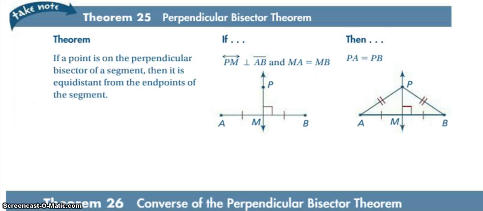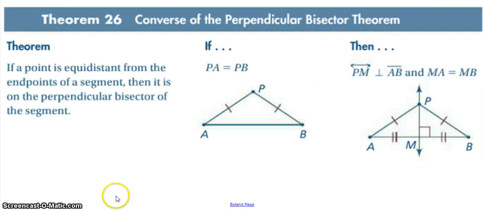So Theorem 25, our perpendicular bisector theorem, discusses that if a point is on the perpendicular bisector, so I know that M is my midpoint here, so that makes P on my perpendicular bisector because I also see the right angle, any point on that line, so it doesn't have to be all the way up there at P. I could put a point lower or I could put a point higher, does not matter. It would be equidistant from B to A, the two endpoints of my segment that I've bisected.